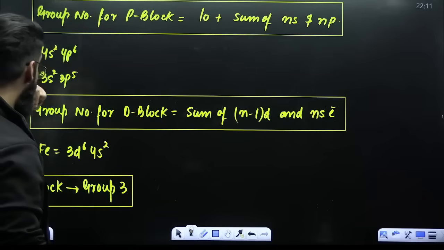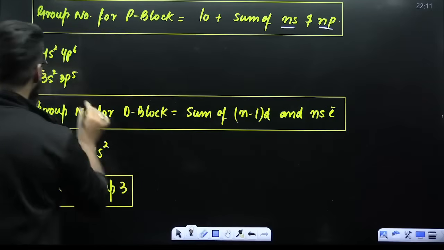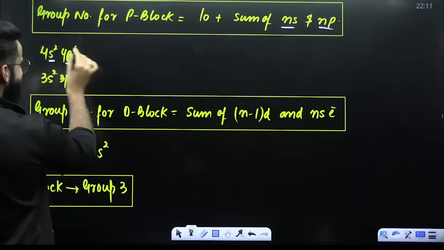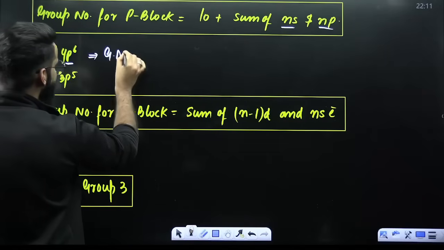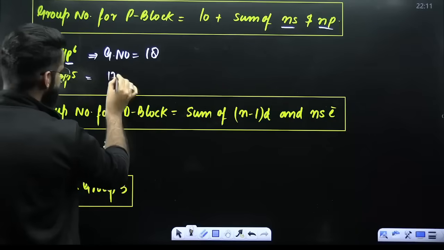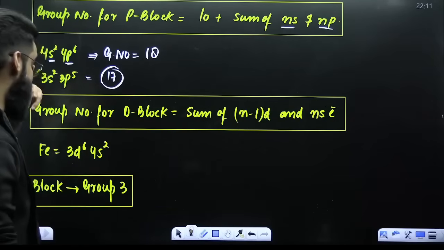Perfect for S block. For P block, it's going to be 10 plus the sum of ns and np electrons. So ns is equal to 2 electrons, np is equal to 6. So 6 plus 2 makes it 8. So its group number is going to be 10 plus 8, that makes it 18. Similarly, it's going to be 10 plus 7, that makes it 17. So these are the group numbers of the respective elements whose configurations are given to us.